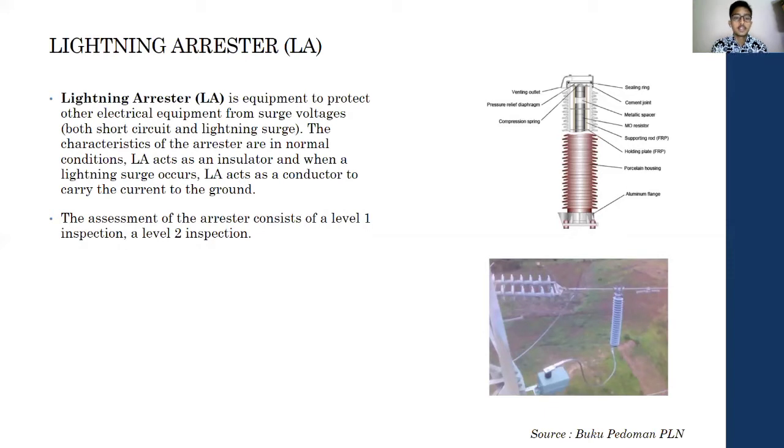The assessment of the arrestor consists of level 1 inspection and level 2 inspection. And this is the picture of lightning arrestor.